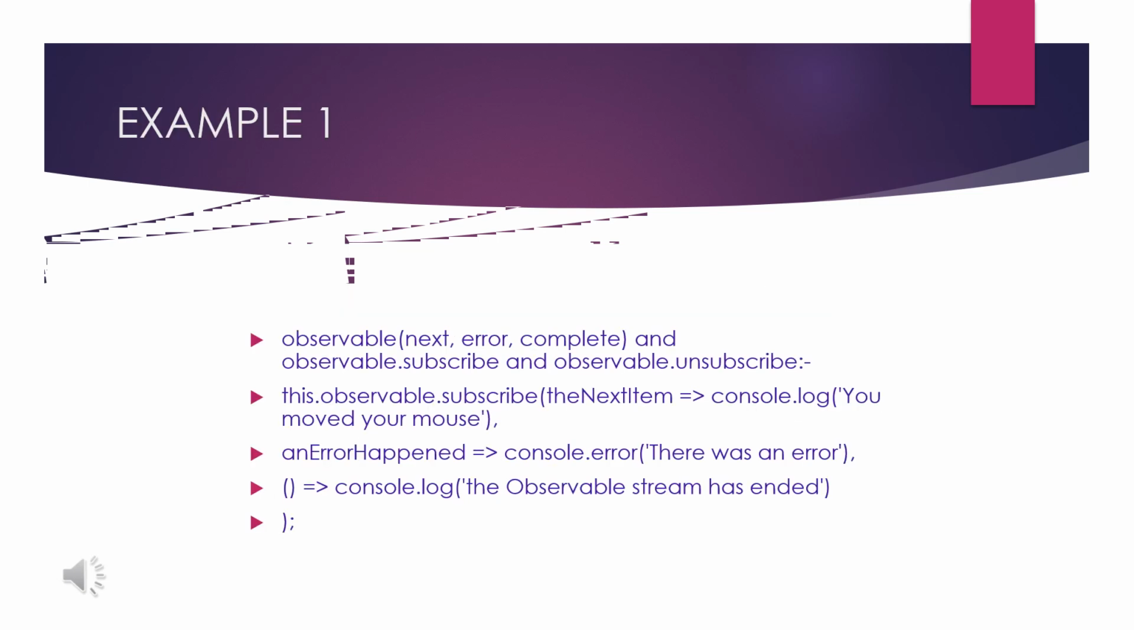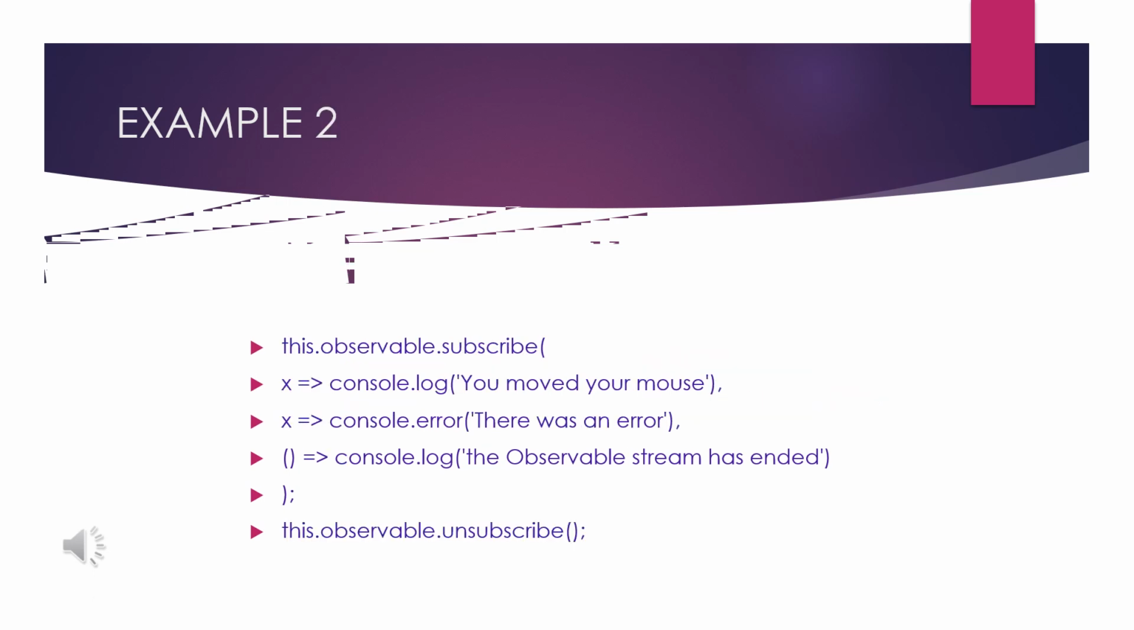In this example we can see these three methods: next, error, and complete, and the extra observable methods like subscribe and unsubscribe. We have to subscribe to get the values, like the next item, or an error that happened. These things will be present inside there, and the complete method shows that the observable has completed its execution. We have the unsubscribe method for stopping this execution.